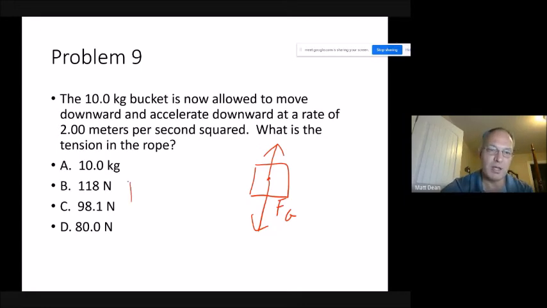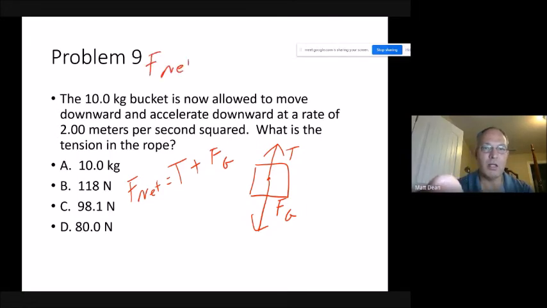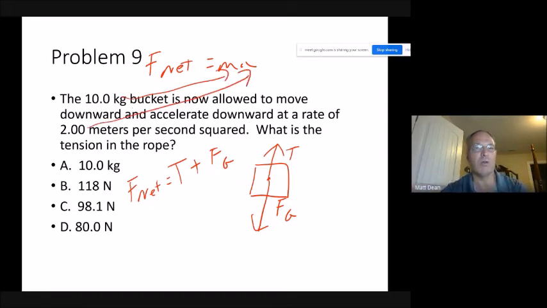So same idea, net force equals the summation of all the forces acting on the object, which is the tension force plus the gravitational force. So the net force, we again can calculate. F net equals MA. So 10 kilograms times -2, 2 down, would give us a net force of -20 newtons.